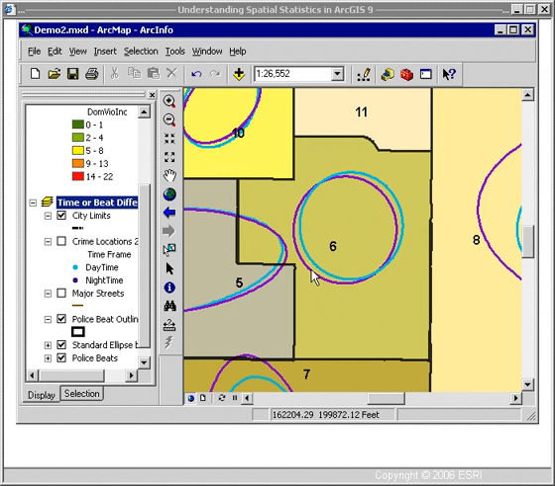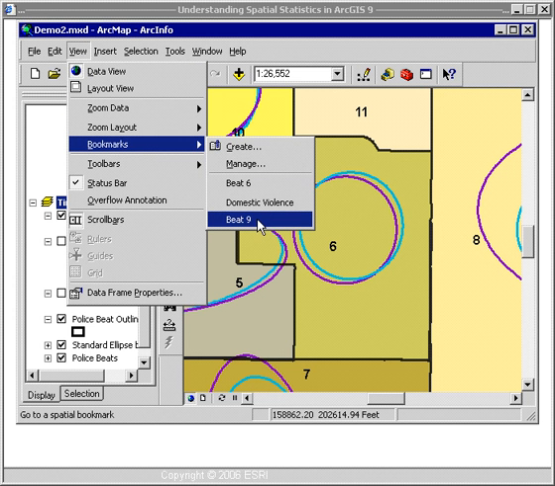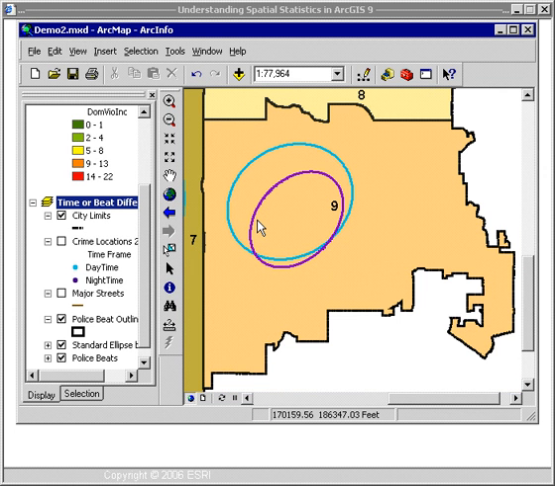Now there is one beat where there appears to be a fairly strong difference between the day and the night, and that's in beat number 9. I'm going to zoom to that beat.